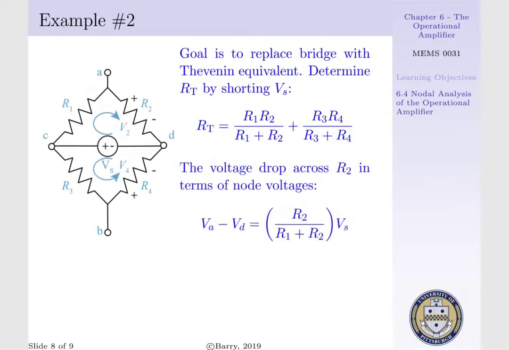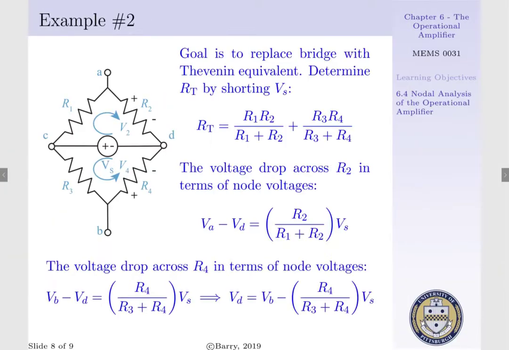To determine our open circuit voltage, we want to determine the voltage potential between terminals A and B. To do such, we have to determine the individual voltage drops across R2 and R4. And to do such, we'll express this in terms of node voltages. That is, our voltage drop between nodes A and D is the voltage drop across R2, which is in series with R1 being fed by our voltage source, such that VA minus VD is equal to R2 per R1 plus R2, and this quantity times our source voltage.